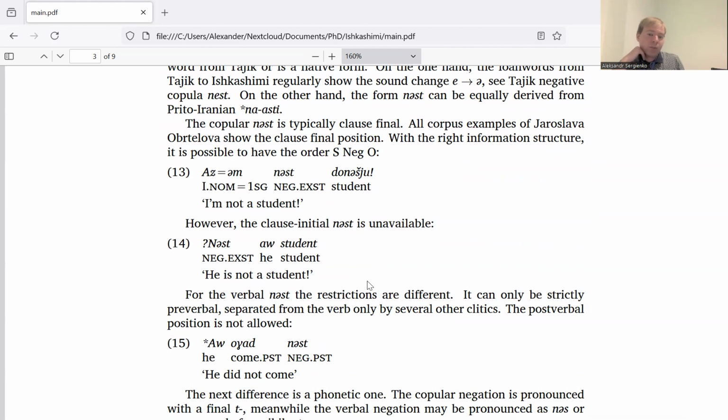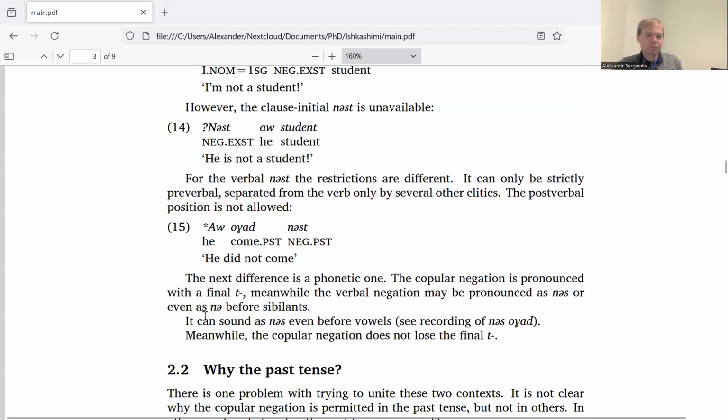That's it. For the verbal nist, the restrictions are different. It can be only strictly preverbal, right? It can only occur to the left of the verb. It can be separated from the verb by just several clitics, which we have seen already. The possible opposition is never allowed. Au orat nist. Yes, that's totally out of the question.